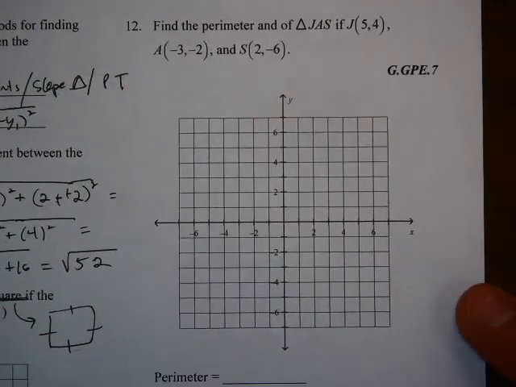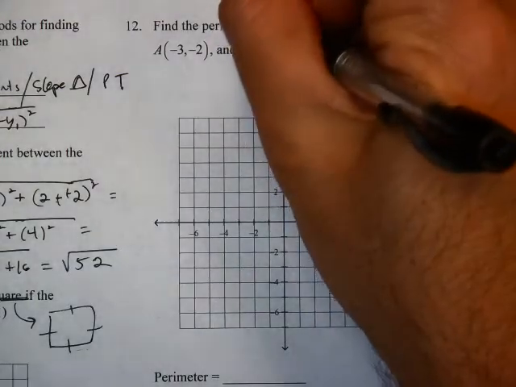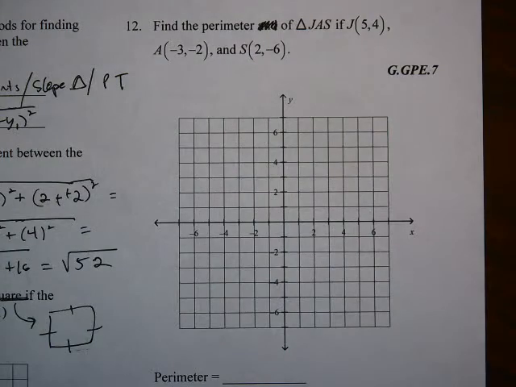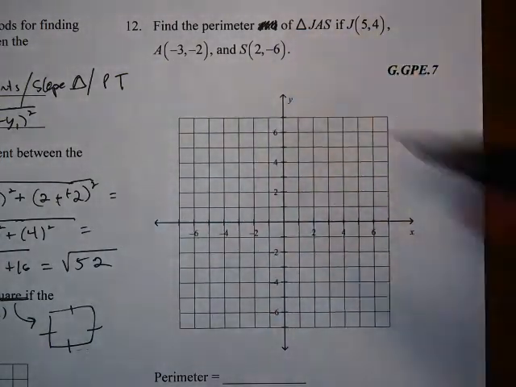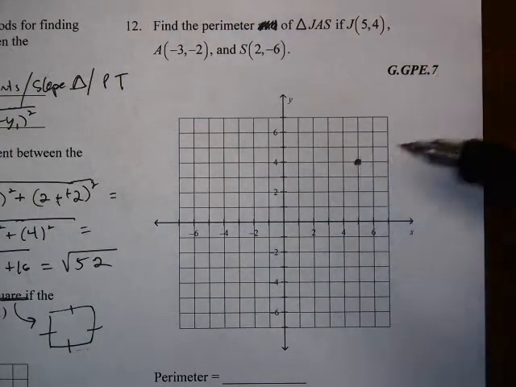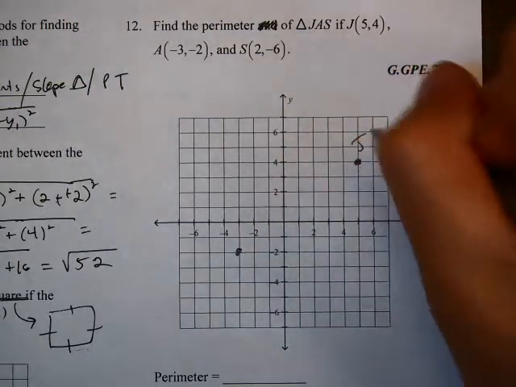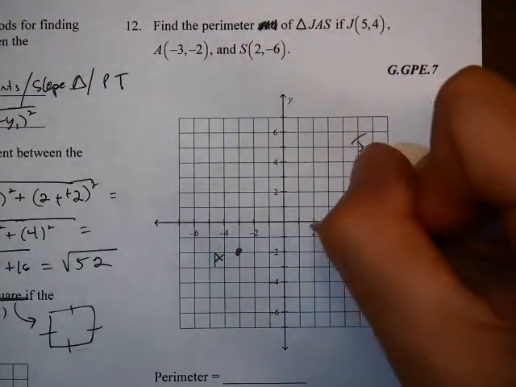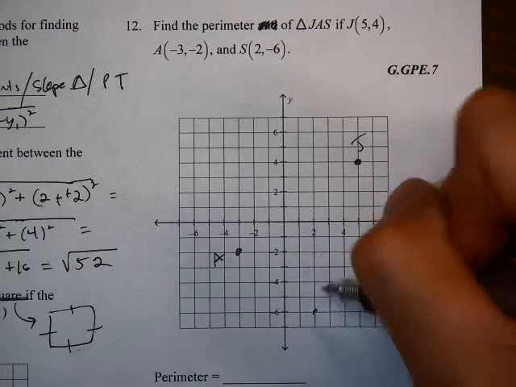Number 12 asks us to find the perimeter, and this shouldn't say... Yeah, perimeter of triangle JAS if, and they give us all 3 points J, A, and S, so the grid is here. Let's go ahead and graph them. J is at 5 and 4. A is at -3, -2. So that's J, that's A. S is at 2, -6.